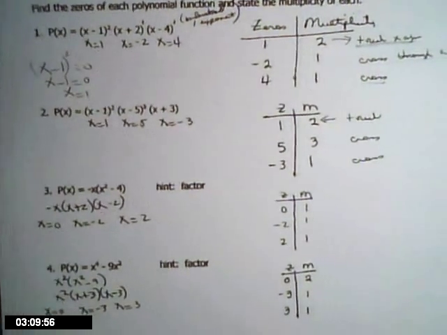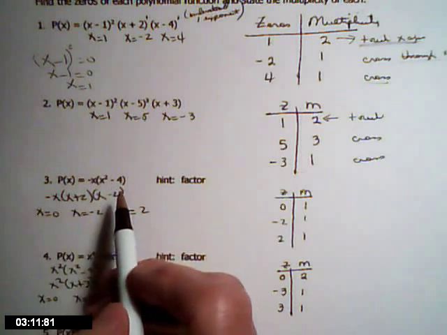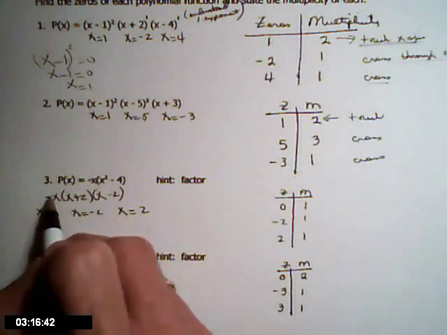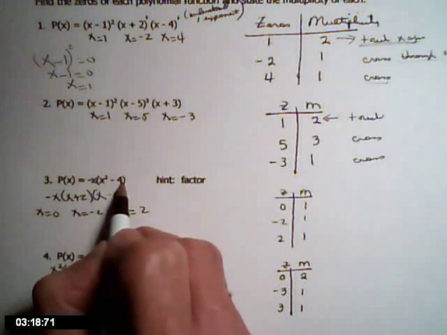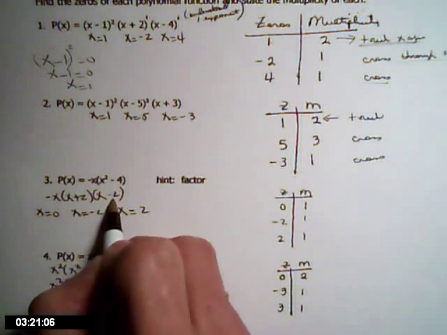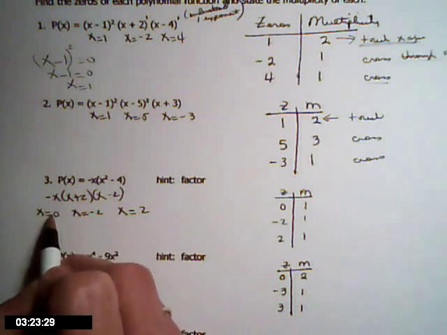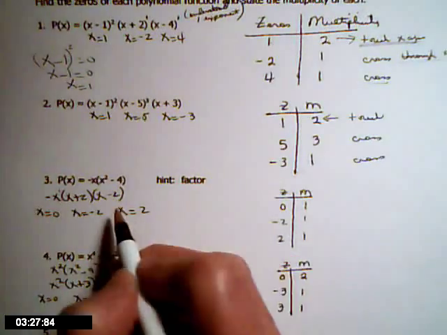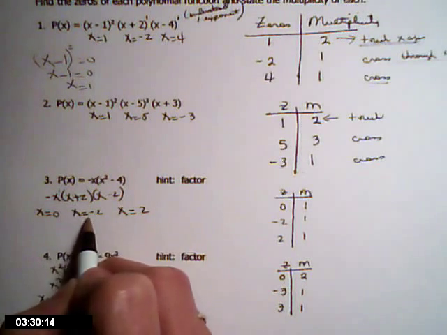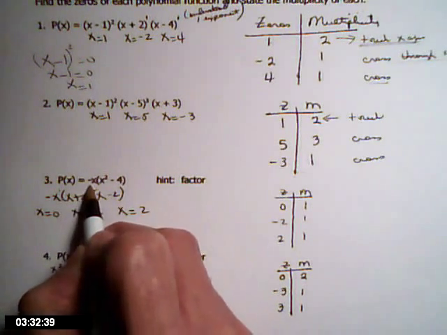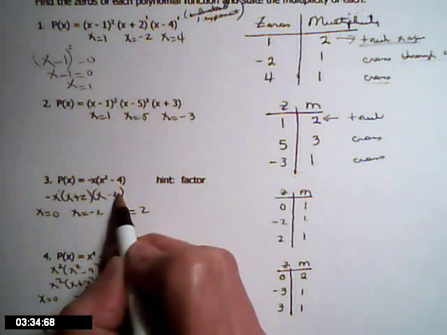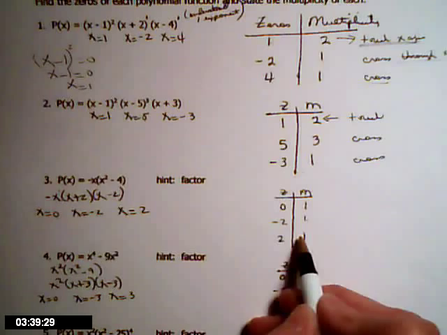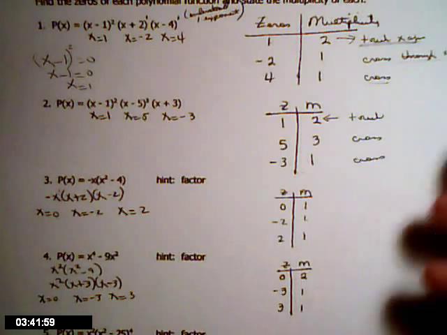Problem number 3, I've given you a little hint that it's not completely factored. So what I would have to do is bring down the negative x, I would factor x squared minus 4 into x plus 2, x minus 2. Now the x would equal 0. There's a power of 1, so multiplicity 1. X plus 2 becomes x equals negative 2, power of 1, multiplicity 1. X minus 2 becomes x equals 2, that's my 0, and the multiplicity is the power 1.